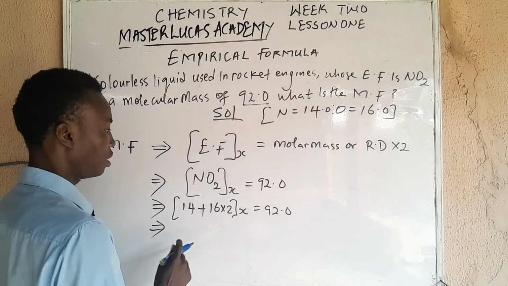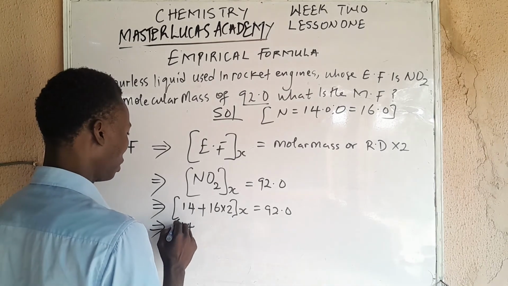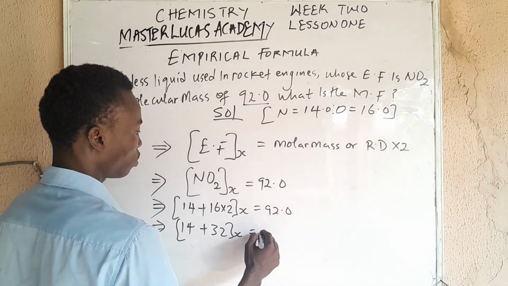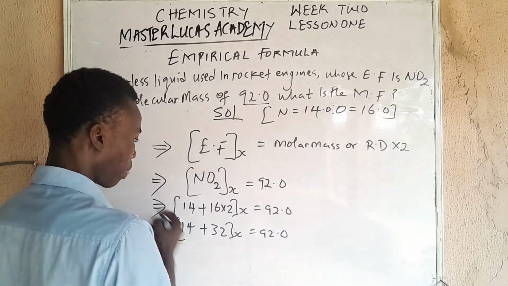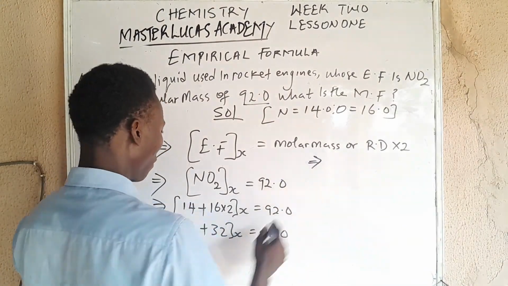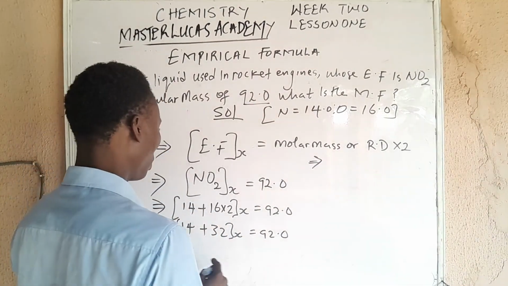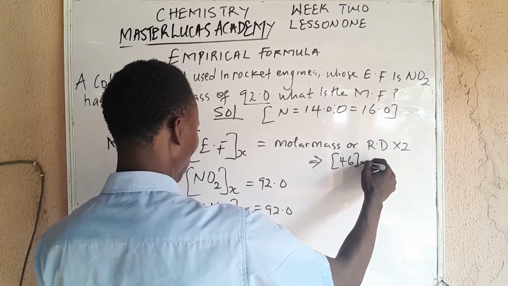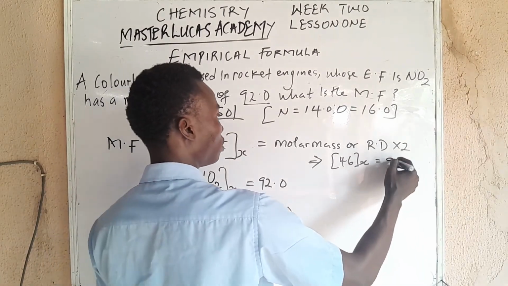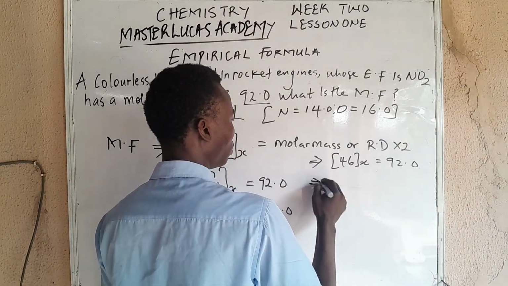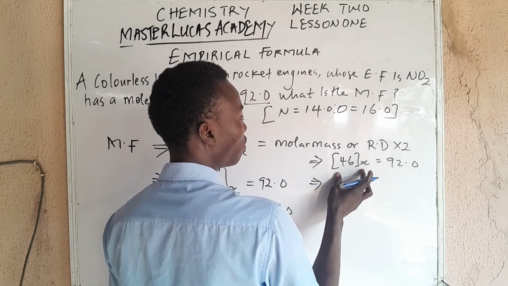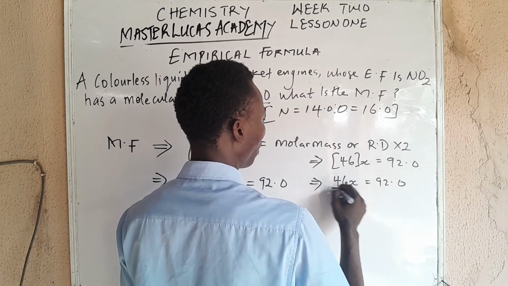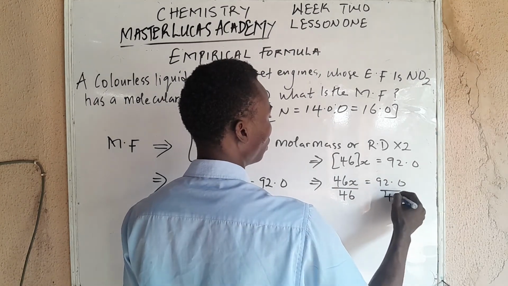So the next thing now is you do this one here, that is 14 plus this one will give you 32, then x equals 92.0. Now the total value of everything that you have in this place will give you 46. That is 46x equals 92.0. So you open the bracket, and you are going to have 46x equals 92.0. Divide both sides by 46.